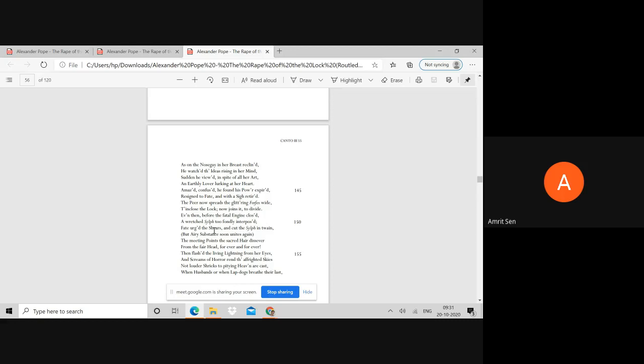So the sylph, what happens to the sylph? In the parenthesis, in lines within brackets: but airy substance soon unites again. So the sylph is airy substance, he's already dead, he cannot die any longer. So it unites once again. It's very funny, it's very imaginative, but it also talks about the violence here.